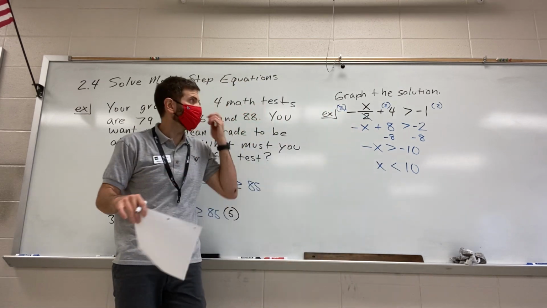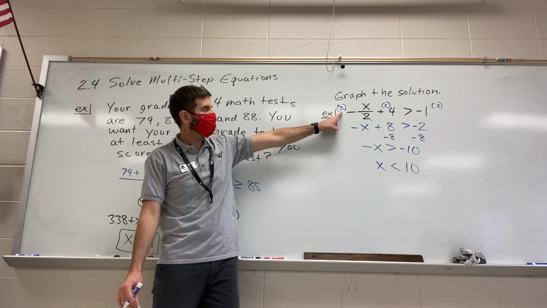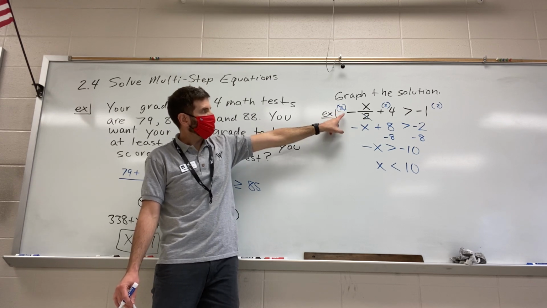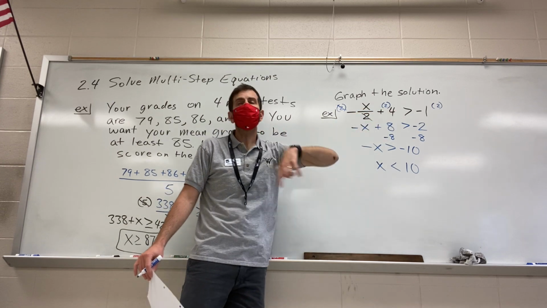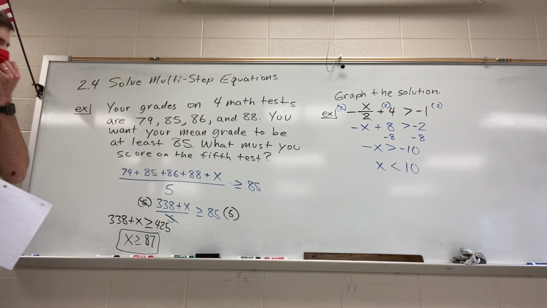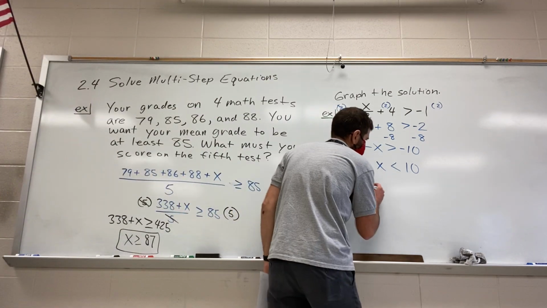Now here's the thing though, Adelaide, instead of multiplying by 2, we could have gone ahead and multiplied by what? A negative 2. But you get the same thing either way, don't you? Same thing either way. Are we done yet? No, you gotta graph it.